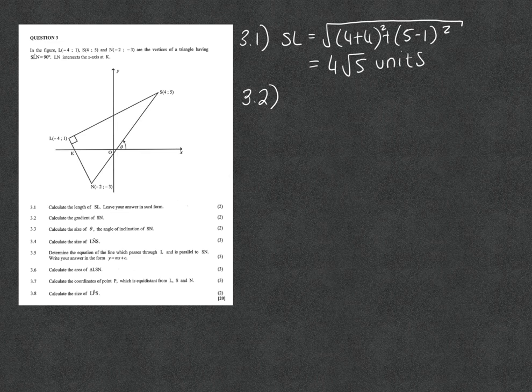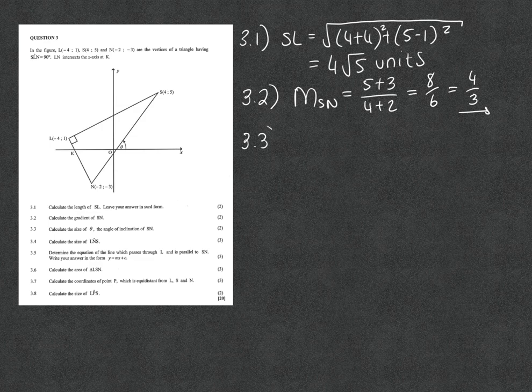Okay. 3.2, calculate the gradient of SN. So gradient formula, we know the gradient formula, everybody. It's y2 minus y1 over x2 minus x1. So in this case, 5 plus 3 over 4 plus 2 equals 8 over 6, which equals 4 over 3. Okay, and that is our gradient of SN.